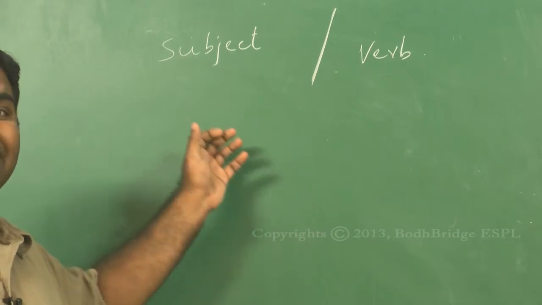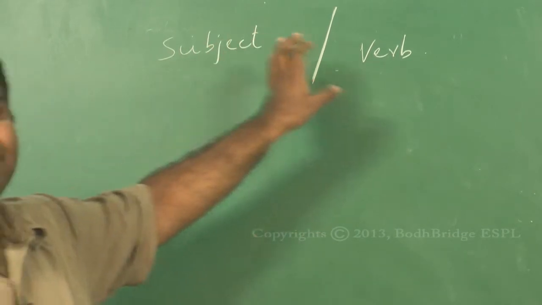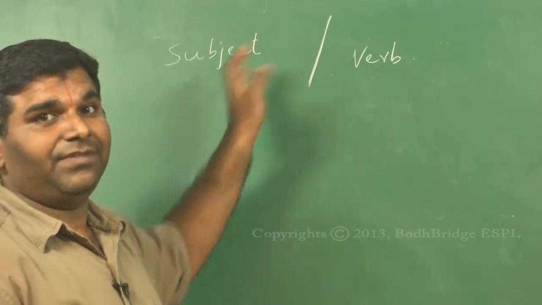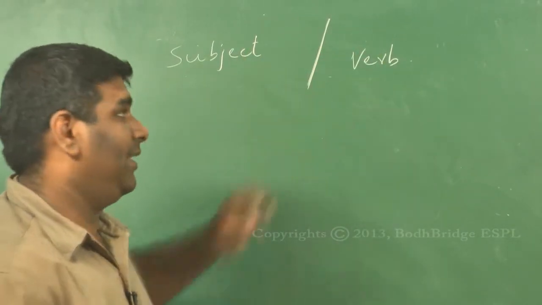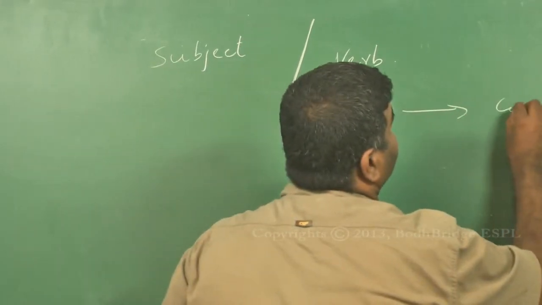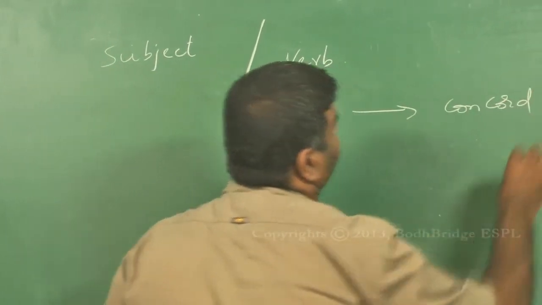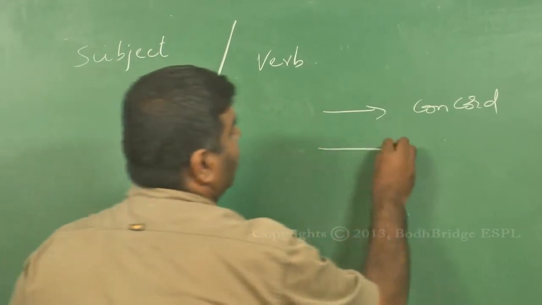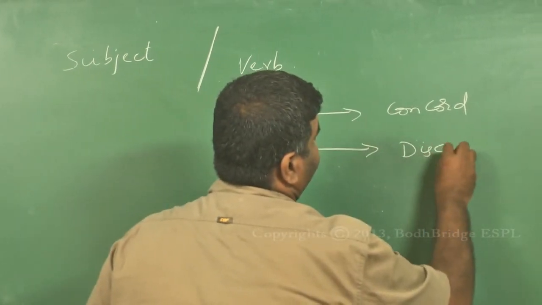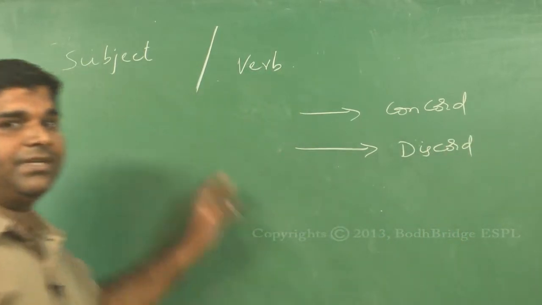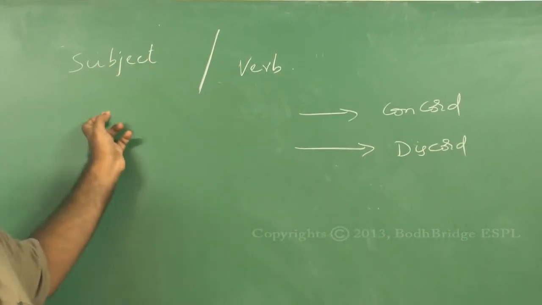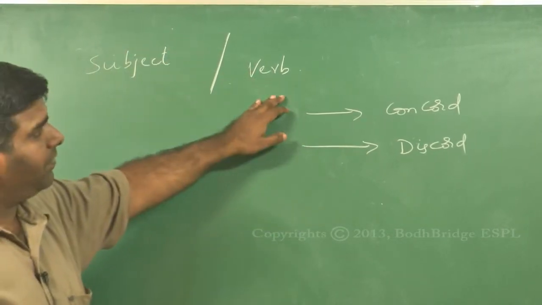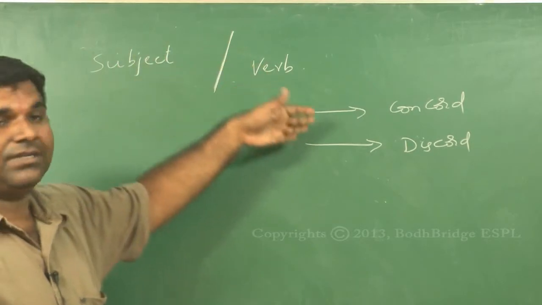Now, it so happens that subject sometimes agrees with the verb and sometimes it doesn't agree with the verb. If the subject agrees with the verb, then we call it concord. And if the subject doesn't agree with the verb, we call it discord. If the subject doesn't agree with the verb or the verb doesn't agree with the subject, in either case, it's called discord. If the subject agrees with the verb and the verb agrees with the subject, then it's called concord.